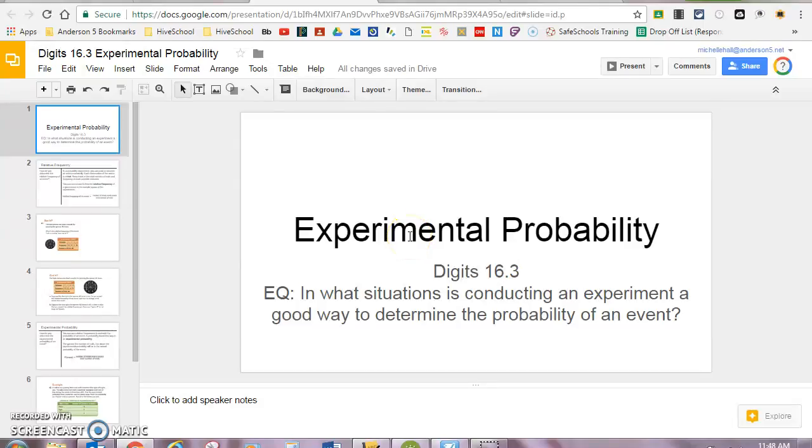All right, today our next lesson in our probability unit is going to be on experimental probability. That's the title. In your table of contents, write the title, experimental probability. And then on the next clean sheet of notebook paper in your spiral notebook, the title at the top of the page should be experimental probability.